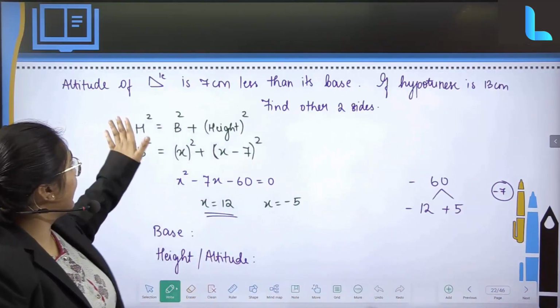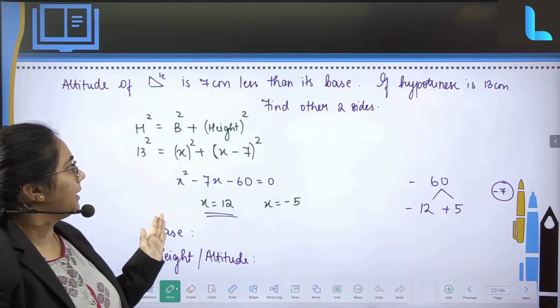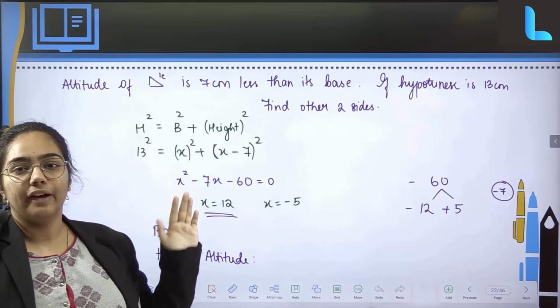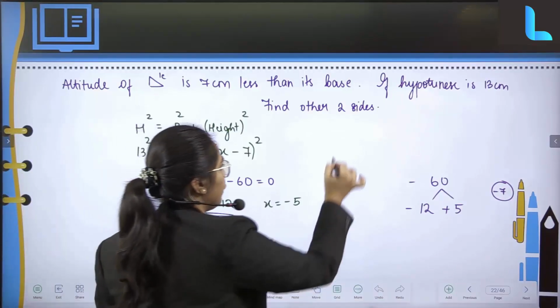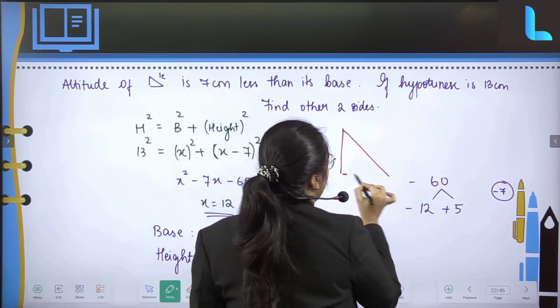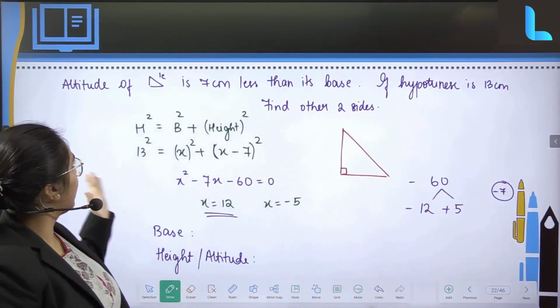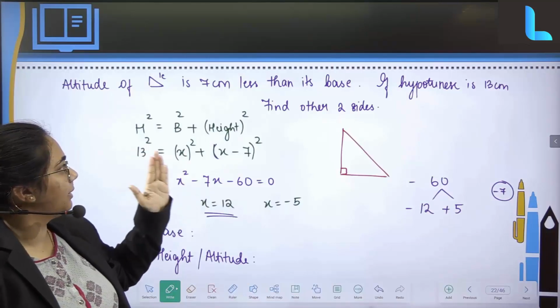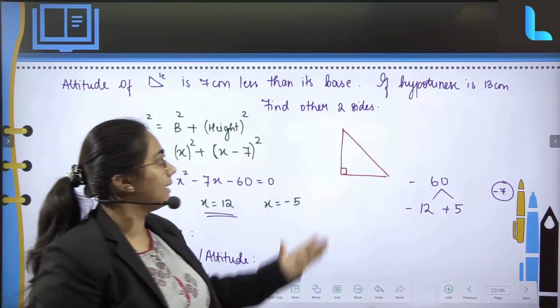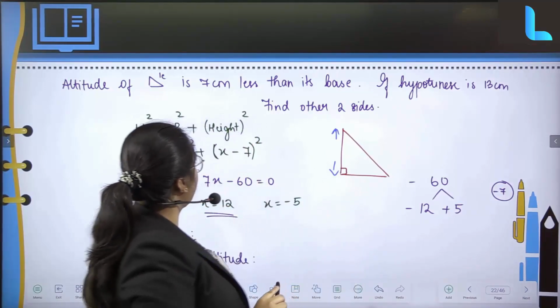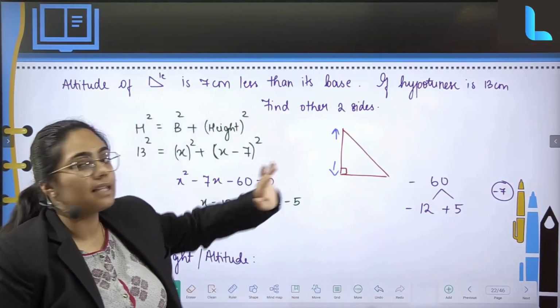Next question. The altitude of a right angled triangle is 7 cm less than its base. If the hypotenuse is 13 cm, find the other two sides. First and foremost, they are talking about a right angled triangle. Altitude is 7 cm less. What is altitude in this triangle? The height is what is called altitude. So they have said that it is 7 cm less than the base.